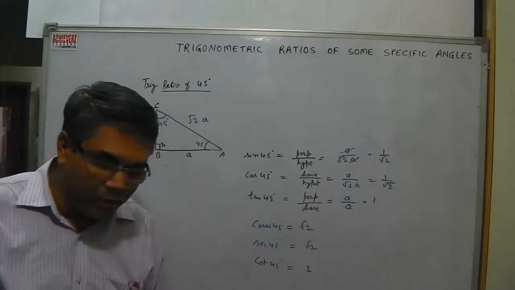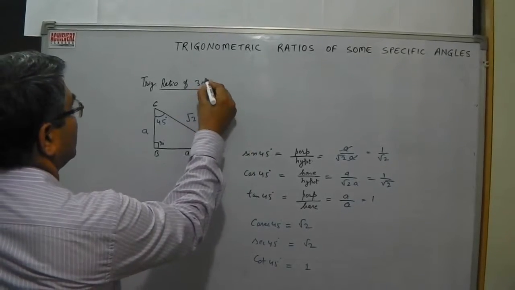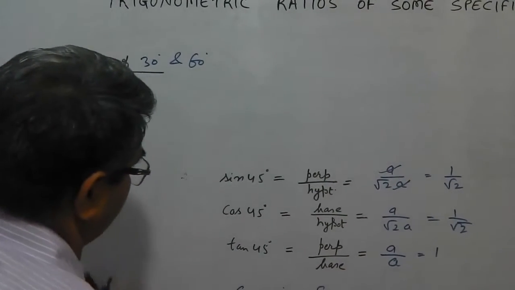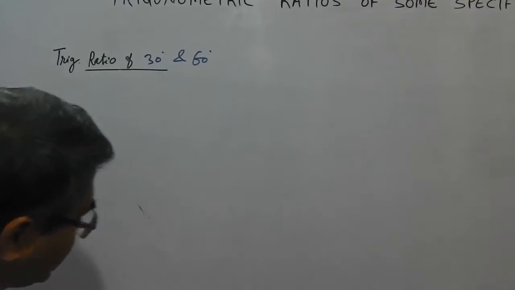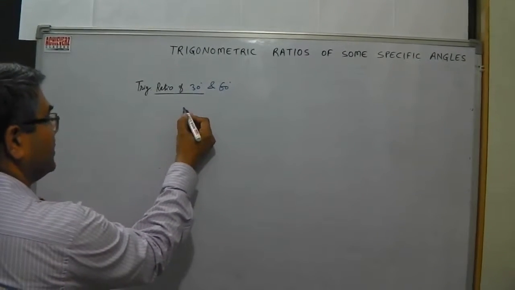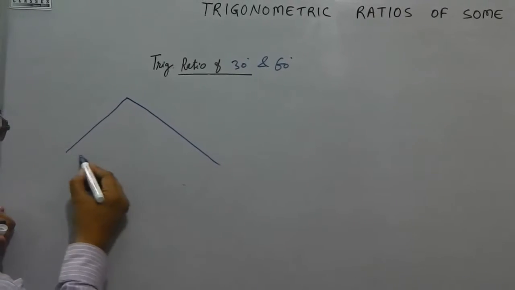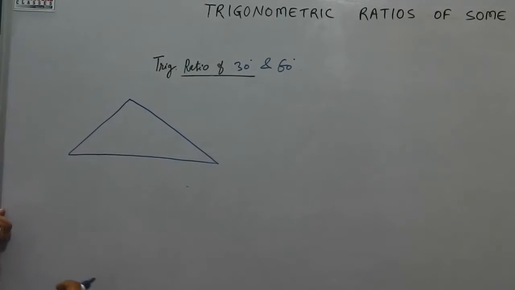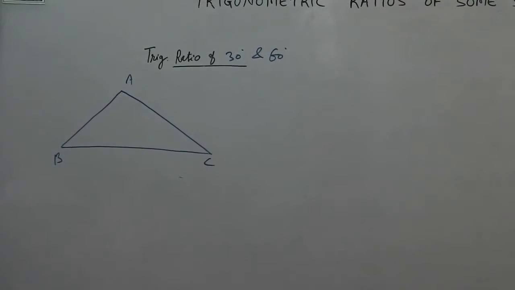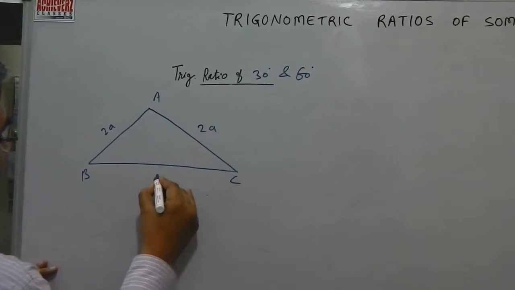Let's try and find out the trigonometric ratios for, let's say, 30 degree and 60 degree. How will we do that? Let's remove all this and start afresh. Let's draw an equilateral triangle here. So let's say this is an equilateral triangle ABC, and let us assume all the sides of this equilateral triangle are 2A. The measure is 2A. So let's take it 2A and 2A.